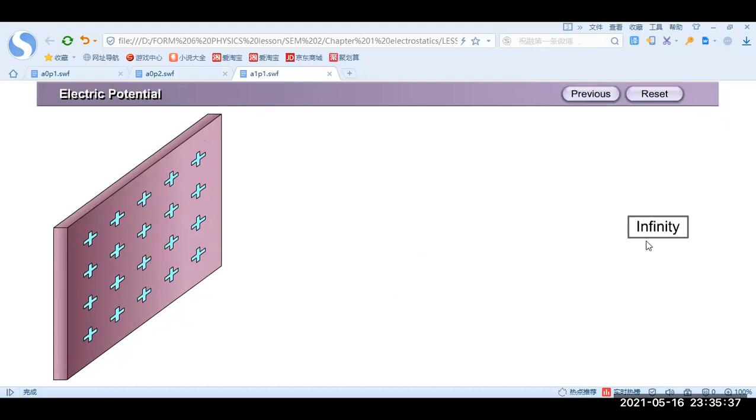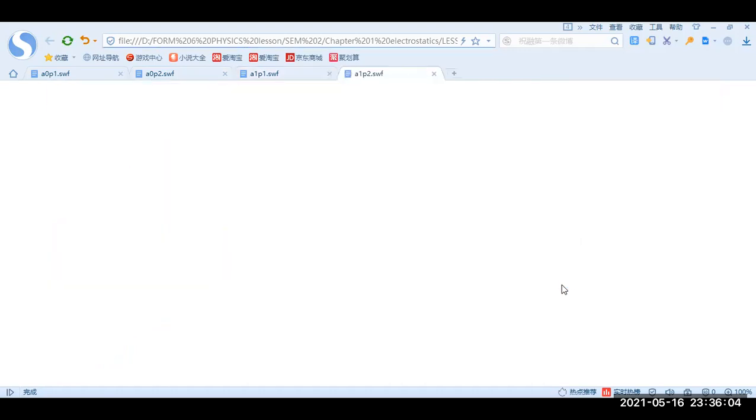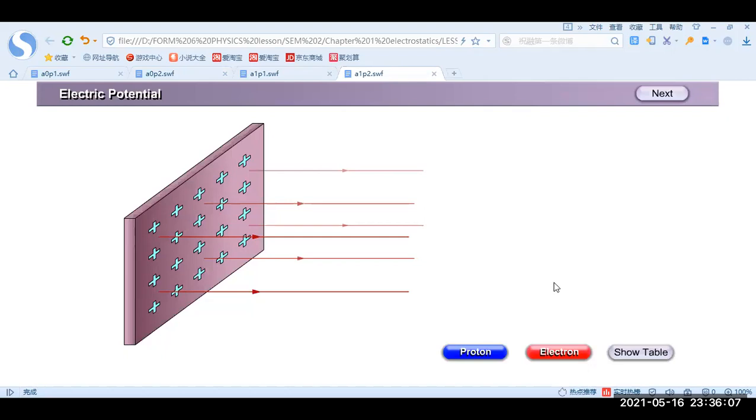So next, what will happen if the charge comes from infinity? If a positive charge is moved from infinity to a distance near the plate, what will happen? Let's look at the electric field of the positive charged plate. The direction of the electric field is to the right, from the positive charged plate to the right side.